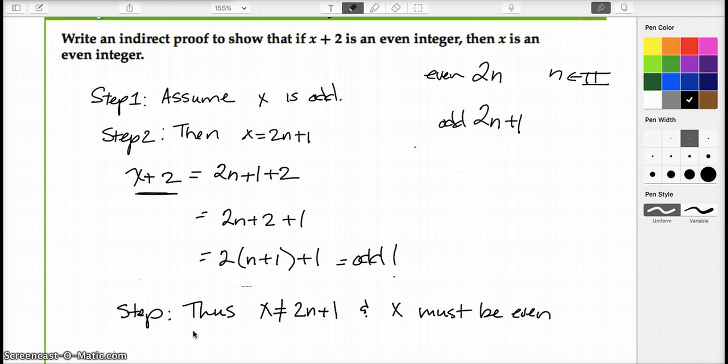So the final step states what we already know. Thus, x cannot equal 2n plus 1, and x must be even. And so that's an indirect proof right there.